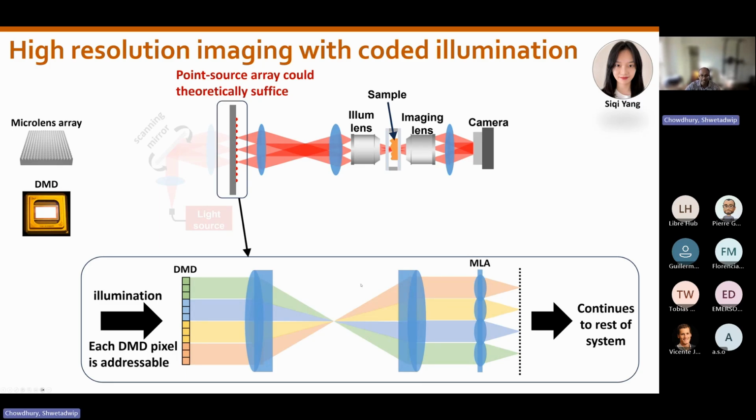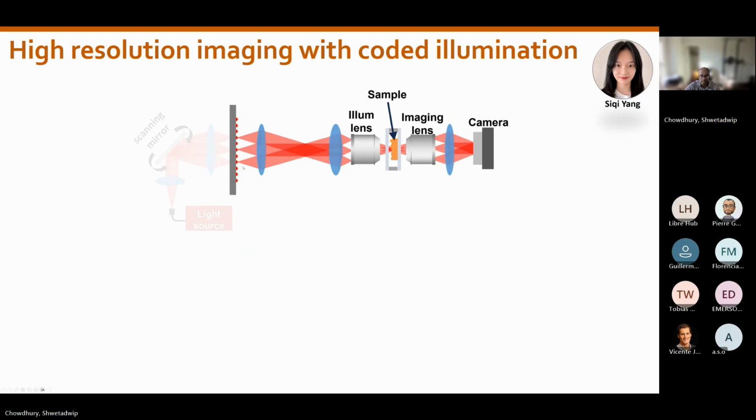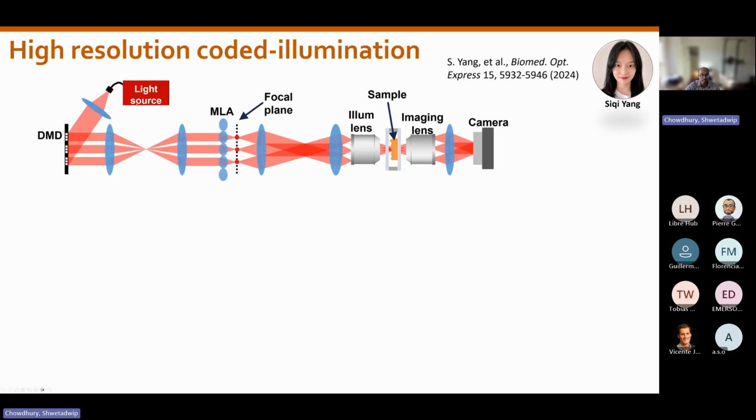To implement this in practice, we have a DMD-based system where we illuminate the DMD with the light source, and image the DMD onto a microlens array. Each of the focal spots of the microlens array is on the Fourier plane, or the focal plane, and corresponds to an angled plane wave on the sample, right?